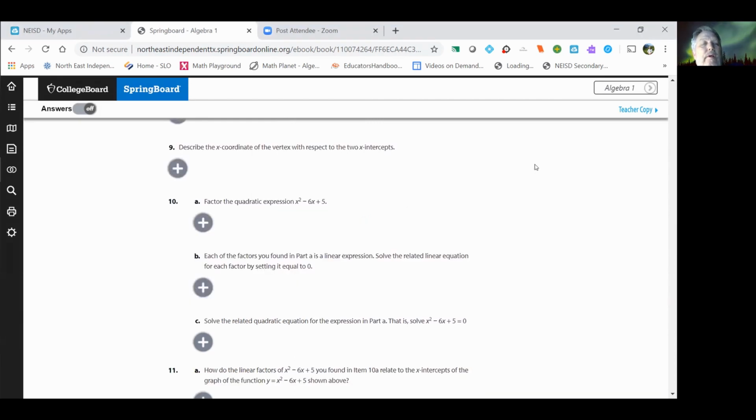Describe the x-coordinate of the vertex with respect to the two intercepts. And like I said, it's halfway between the two x-intercepts because the x-intercepts are equal distance in either direction from the line of symmetry.